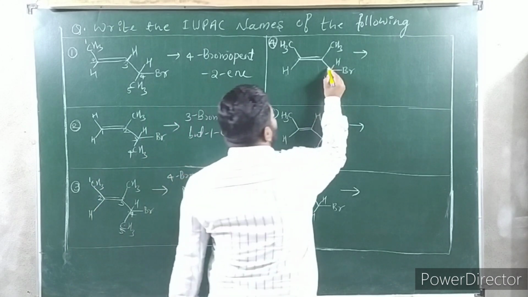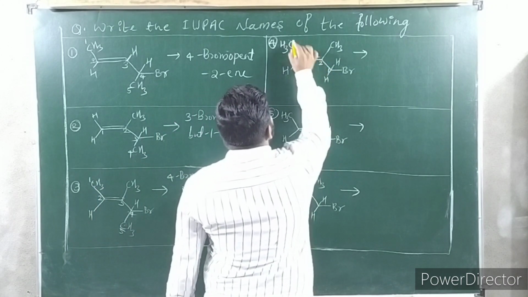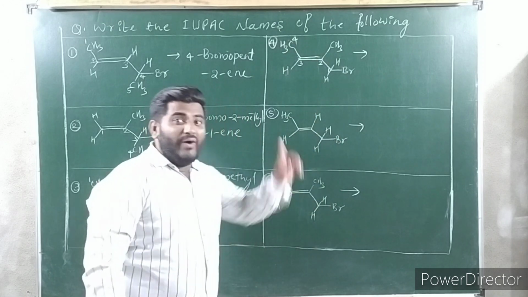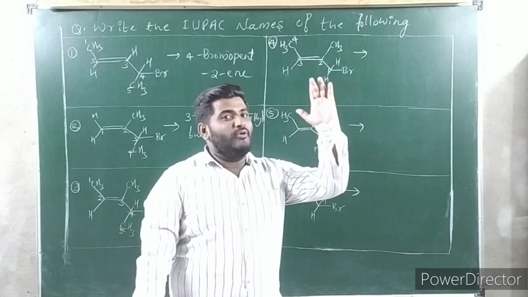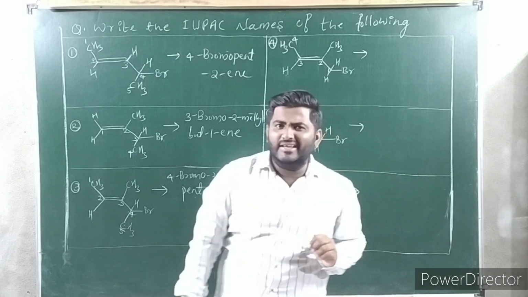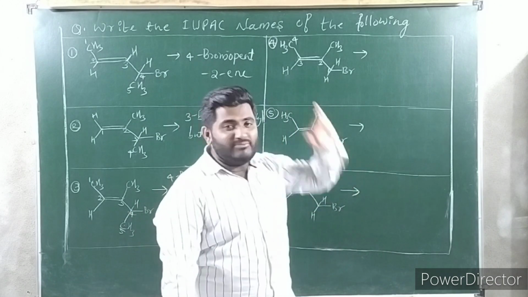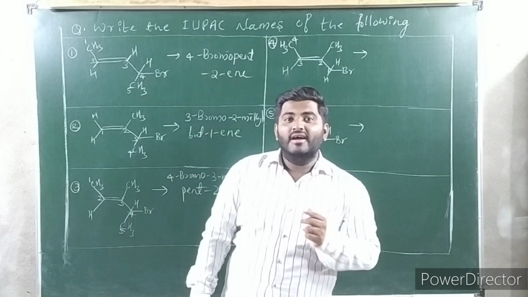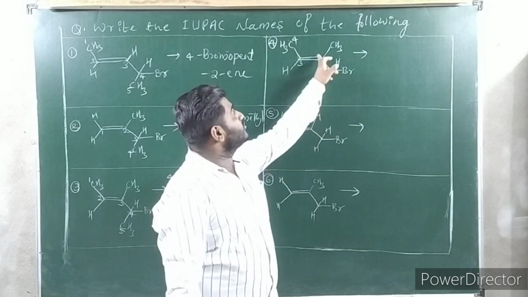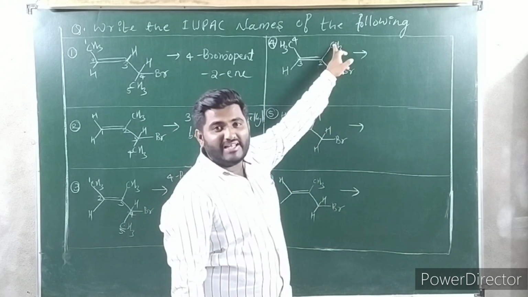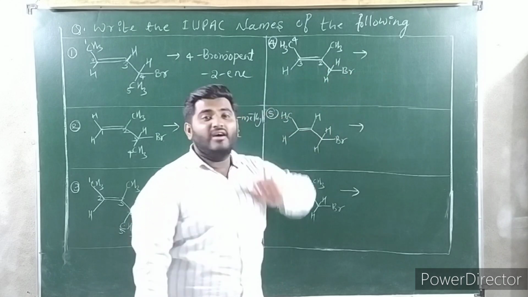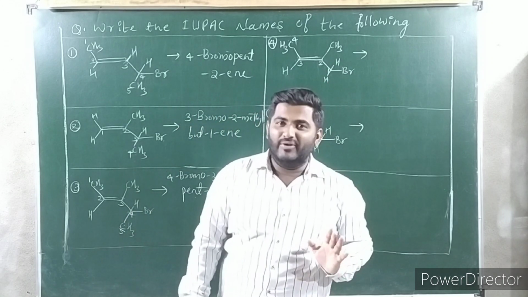So what do you have to write? 1, 2, 3, 4. Why not top to bottom? You understood or not? If you take from top to bottom, second position alkene you are getting. If you take from bottom to top, second position alkene you are getting. But when you are going bottom to top, you are having second position methyl substituent and also first position bromo substituent. So that is the preferred one.